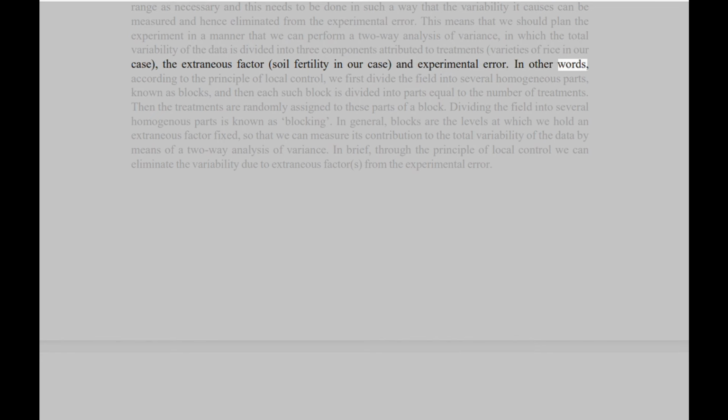In other words, according to the principle of local control, we first divide the field into several homogeneous parts, known as blocks, and then each such block is divided into parts equal to the number of treatments. Then the treatments are randomly assigned to these parts of a block. Dividing the field into several homogeneous parts is known as blocking. In general, blocks are the levels at which we hold an extraneous factor fixed, so that we can measure its contribution to the total variability of the data by means of a two-way analysis of variance. In brief, through the principle of local control, we can eliminate the variability due to extraneous factors from the experimental error.